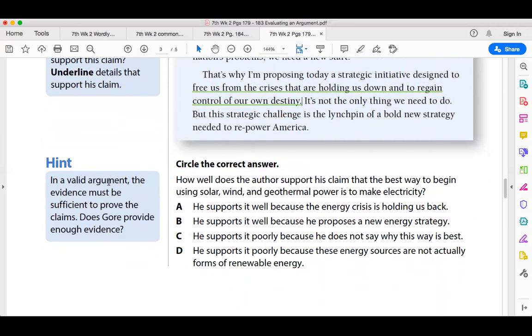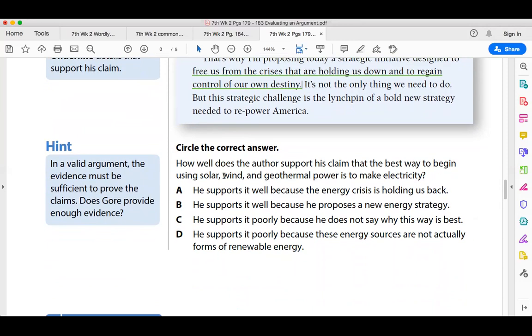In a valid argument, the evidence must be significant to prove claims. Does Gore provide enough evidence? So how well does the author support his claim that the best way to begin using solar, wind, and geothermal power is to make electricity? A, he supports it well because the energy crisis is holding us back. B, he supports it well because he proposes a new energy strategy. C, he supports it poorly because he does not say why this way is best. Or D, he supports it poorly because these energy sources are not actually forms of renewable energy.